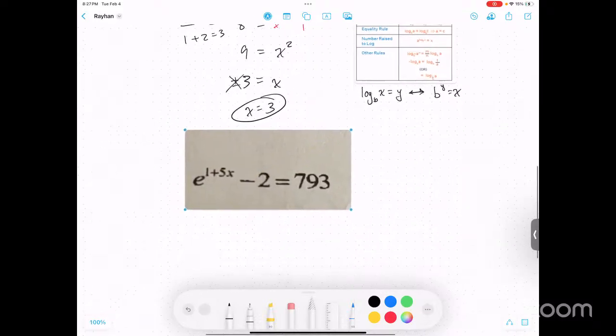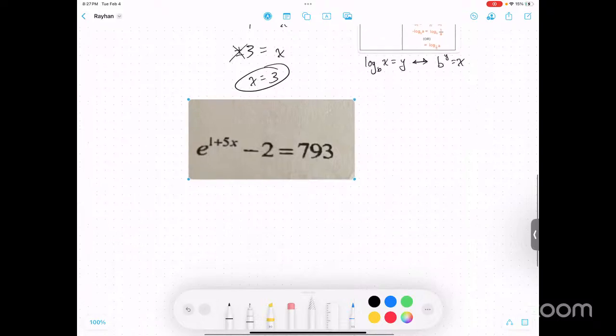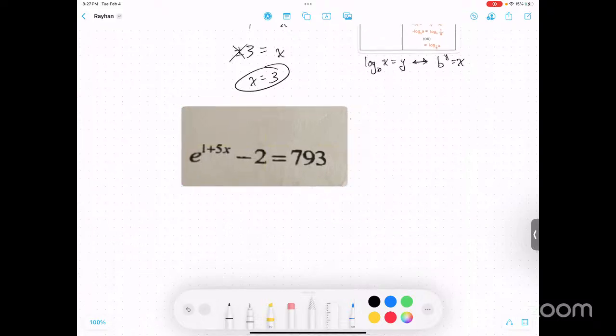So for this one, I am going to try to get x by itself. And I'm going to get x by itself by getting rid of everything else. So first I have to get rid of the 2 by doing what? Adding 2 to each side. Good. So 795 equals e to the 1 plus 5x.